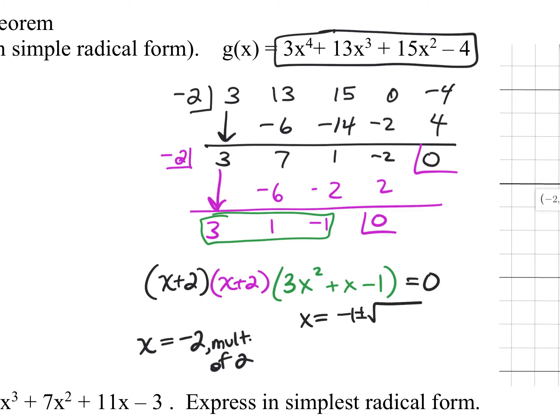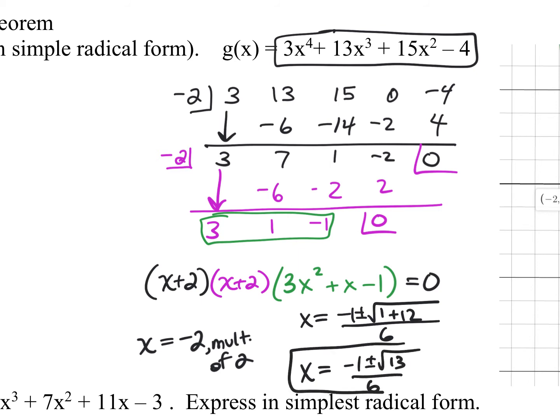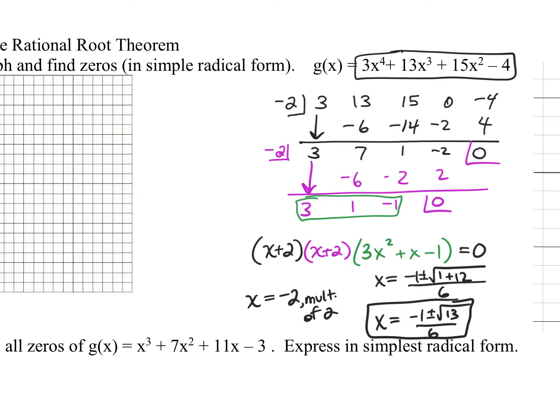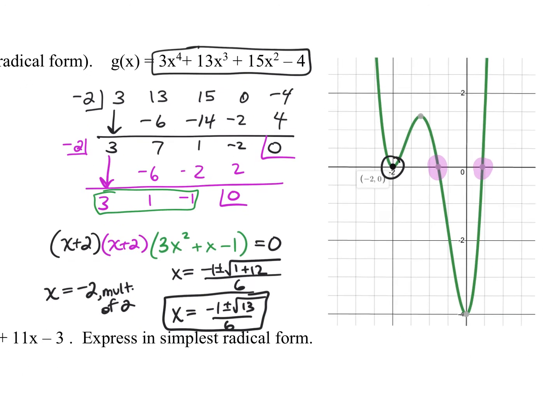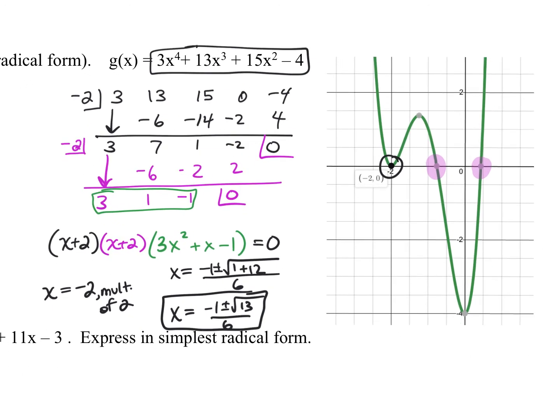-1 plus or minus the square root of 1 squared, minus 4 times 3 times -1, so that's plus 12, all over 2 times 3, which is 6. Fully simplified here, our other 2 solutions will be -1 plus or minus the square root of 13 over 6. So the idea of the rational root theorem is that it allows us to break down a messy polynomial into more workable parts.